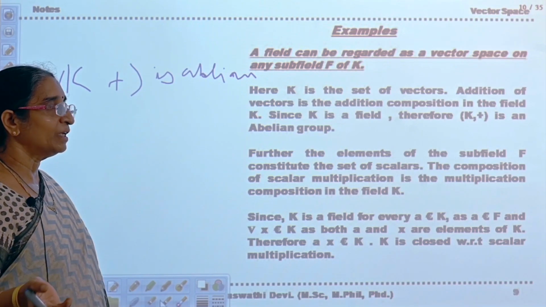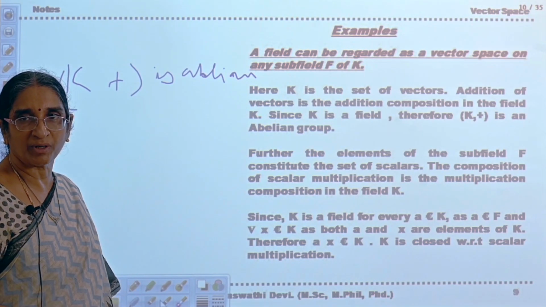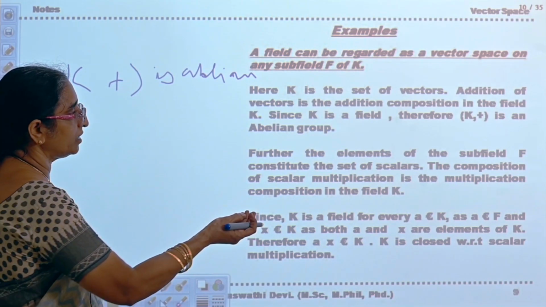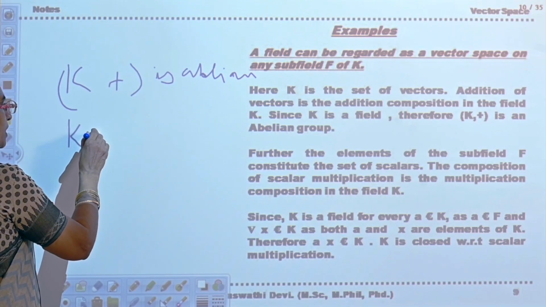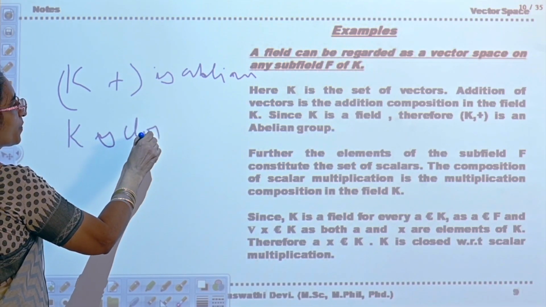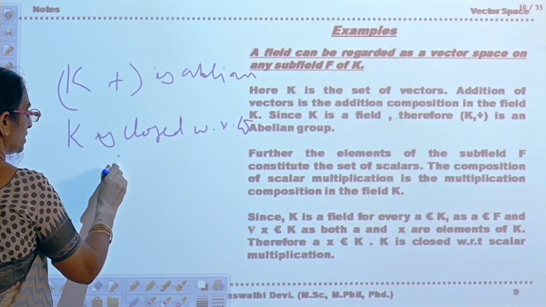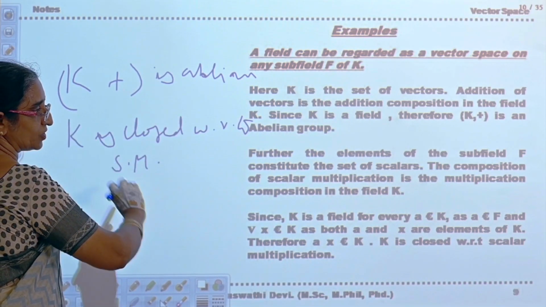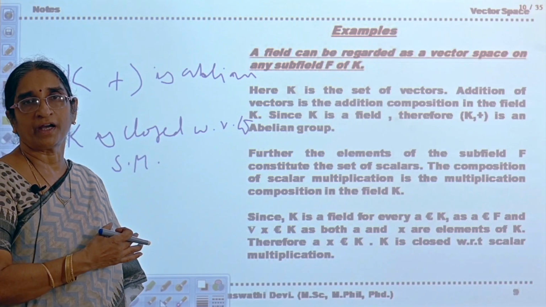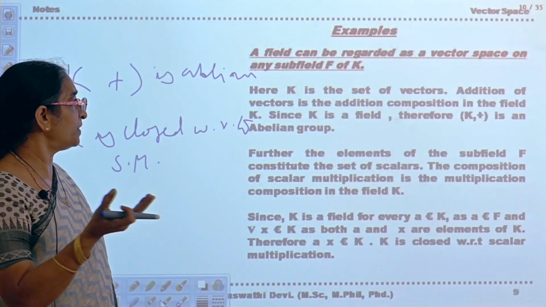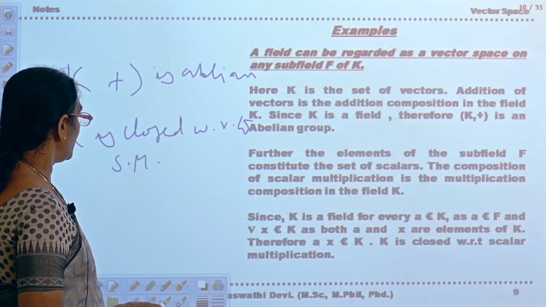Further, the multiplication of the field you can take as external composition or scalar multiplication. With respect to that, K is closed. Therefore, K is closed with respect to scalar multiplication. Now the first condition and second condition are satisfied. That means (K, +) is abelian, and K is closed with respect to scalar multiplication.